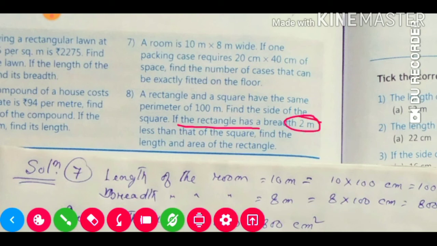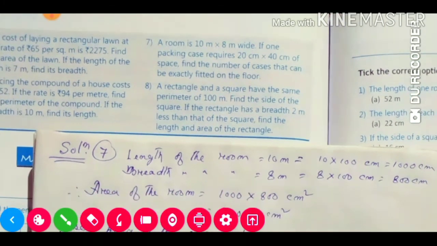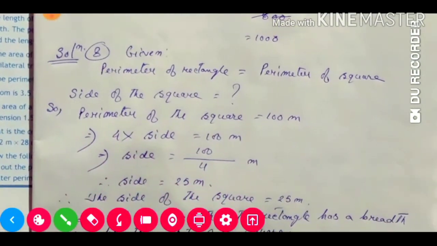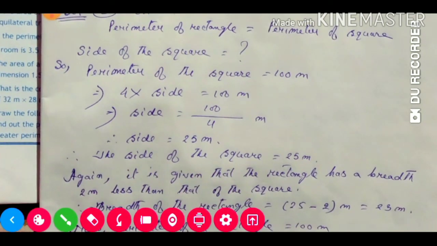So first of all, we need to find out, here it is given in the first portion only. A rectangle and a square, the perimeter is the same. Now find the side. This side we will get from the square. So first of all we need to find the side of the square. Given the perimeter of the rectangle is equal to the perimeter of the square. Now the side of the square we need to find out. So the perimeter of the square will be 100 meter, the same for the rectangle and the square. So the formula for the square perimeter is 4 into side. So 4 into side is equal to 100 meter. Now we need to divide this 100 by 4, so it will be 25 meter. So the side we got is 25 meter. So the side of the square is equal to 25 meter.